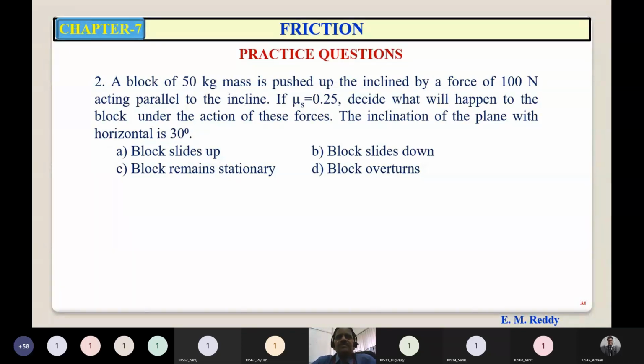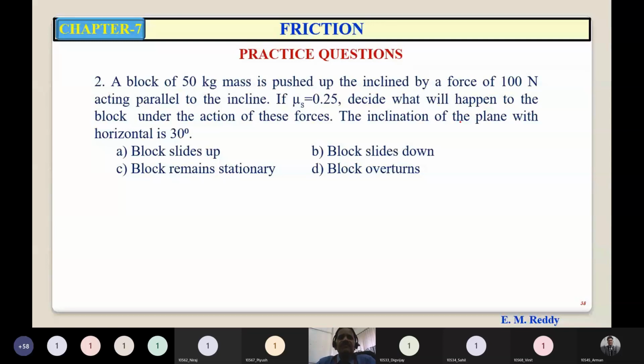A block of 50 kg mass is pushed up the inclined plane by a force of 100 newton acting parallel to the incline. If mu s is 0.25, decide what will happen to the block under the action of these forces. Inclination of the plane is 30 degrees with the horizontal. Means simply you have to say whether the block is in equilibrium or not. If not, whether it is moving upwards or downwards.